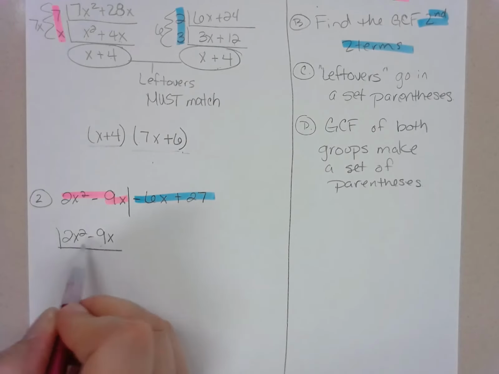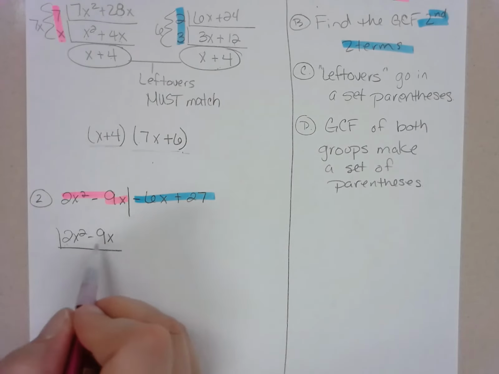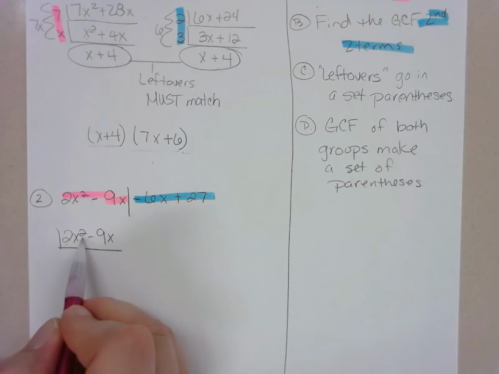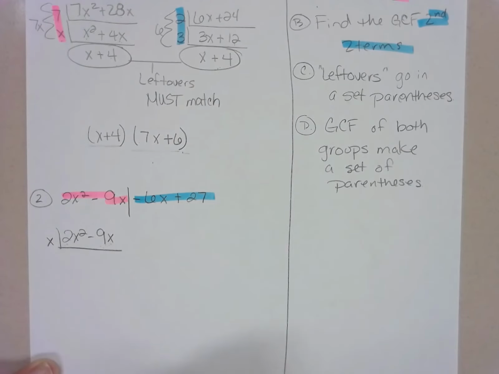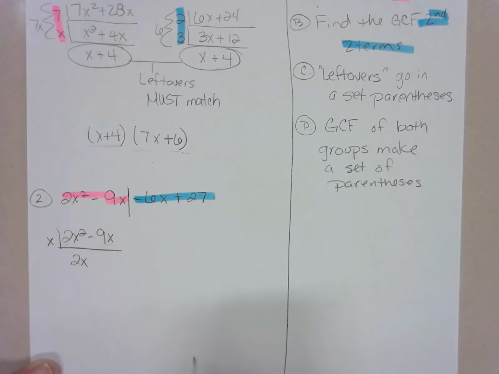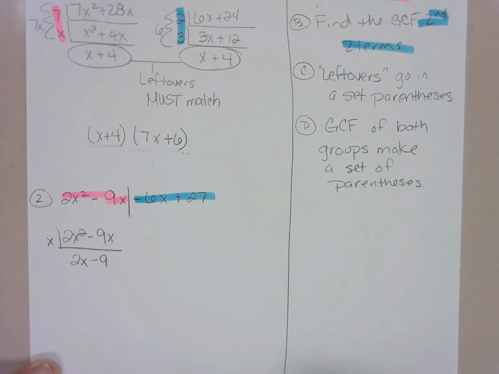2 and 9, 2 is a prime number. 9 is not divisible by 2. So 2 and 9 don't have a GCF as numbers. But I have an x squared and an x. So I'm going to take this variable with the smallest exponent and I'm going to factor that out. 2x squared divided by x leaves me with 2x. And negative 9x divided by x leaves me with negative 9.